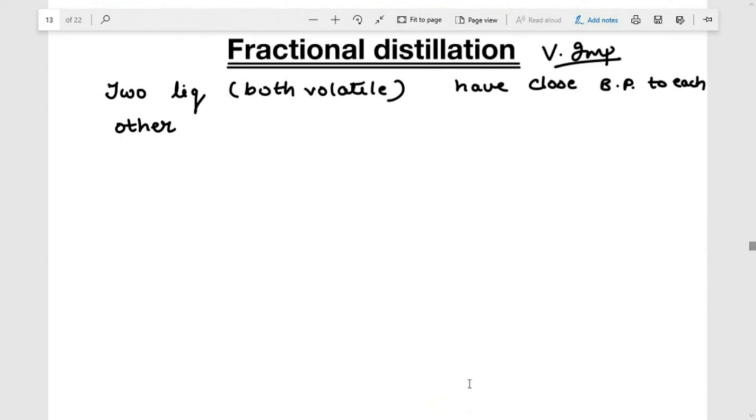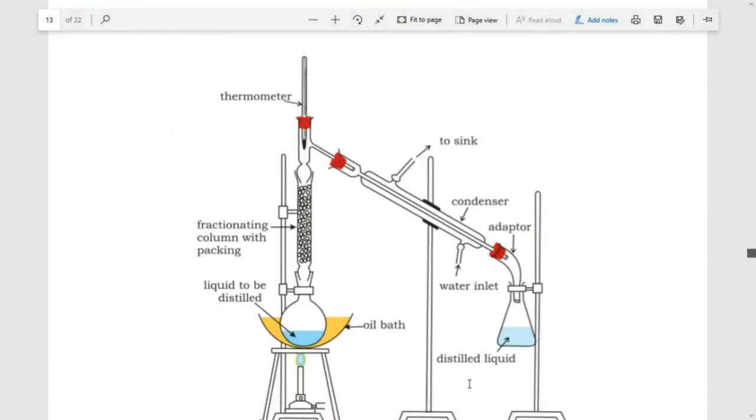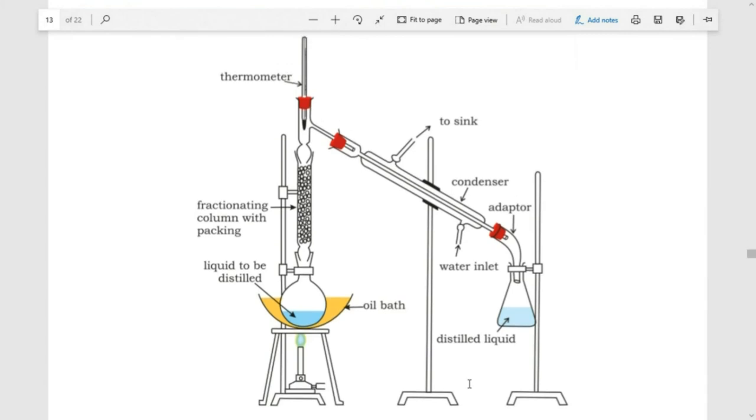So what actually happens, see, if you compare this fractional distillation apparatus and the normal apparatus, the only difference you will see is this column. It was the same: the round bottom flask, the liquid is kept, it is being heated, the thermometer is there, it will come to gaseous state. See the condenser, same process, the water inlet, the water outlet. And here the adapter, the conical flask, drops falling, and this is the distilled liquid. So the process is the same, but the difference is this column.